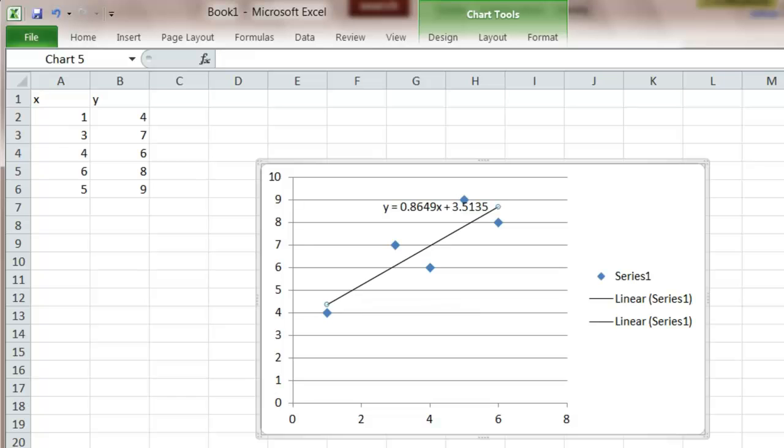So that's the equation of the line of best fit, or sometimes called the regression line of y on x.